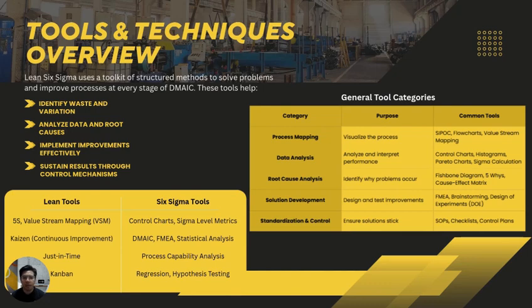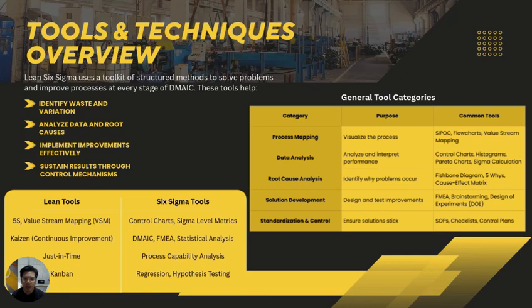Moving on to the next slide, which is the tool and technique overview. So to make Lean Six Sigma work, we need the right tools. So Lean uses tools like 5S, value stream mapping, and Kanban in order to improve the flow and reduce waste. And Six Sigma brings in tools like control chart, Pareto chart, and FMEA to manage quality and reduce variation.